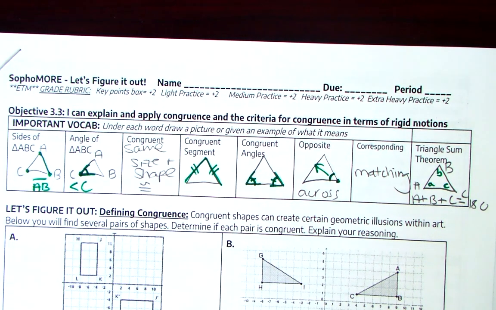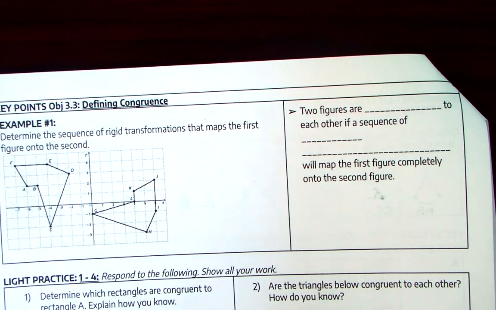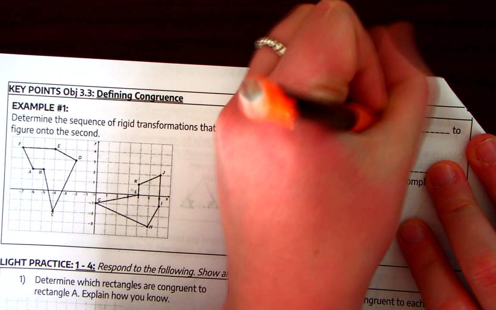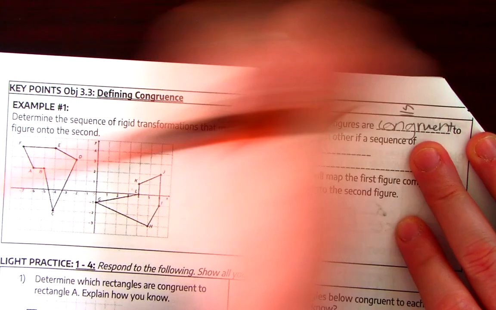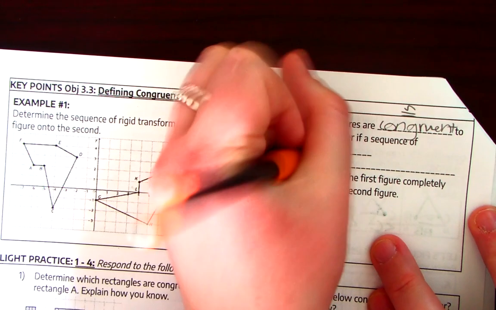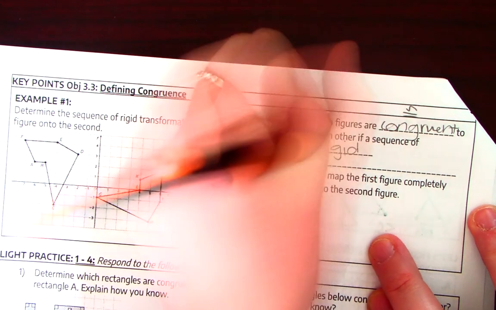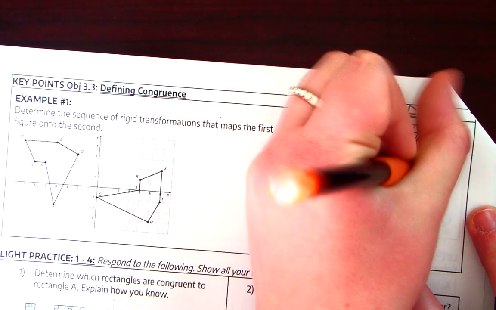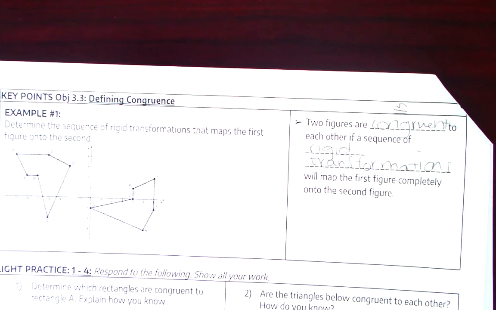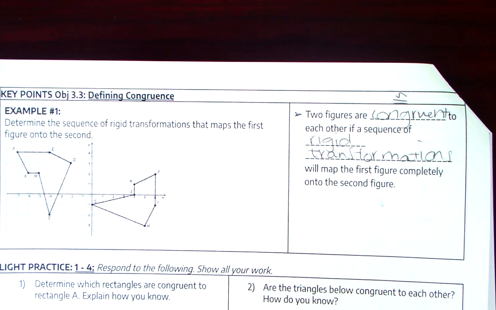All right? So we're going to jump to our first key points box. First we're going to just define congruence, okay? Two figures are congruent, same size and shape. We can use this symbol again, to each other if a sequence of rigid transformations will map the first figure completely onto the second.